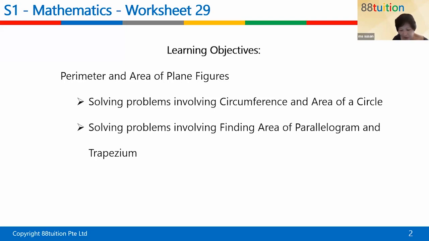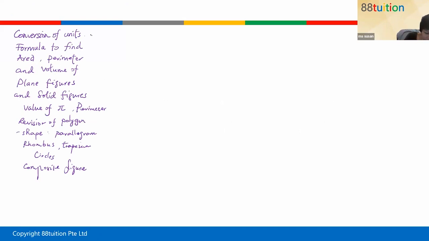So today we are going to learn area and perimeter of plane figures. Then after that, next week we will do solid figures with all shapes. Today we will cover only a few things: conversion, finding area and perimeter. Volume and solid figures will be next week. First, a quick revision of polygons, and these are the shapes that we are going to cover, and composite shapes for area and perimeter.